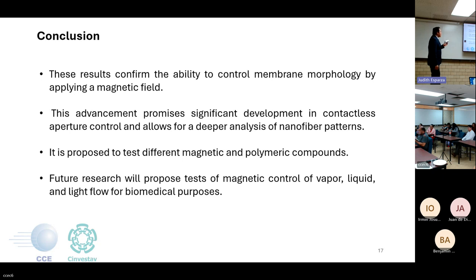In conclusion, these results confirmed the ability to control membrane porosity by applying a magnetic field. This advancement provides significant development in contactless aperture control and allows for a deeper analysis of nanofiber patterns. It is proposed to test different magnetic and polymeric compounds. And for future research, we propose tests on magnetic control of vapor, liquid, and light flow for biomedical purposes.